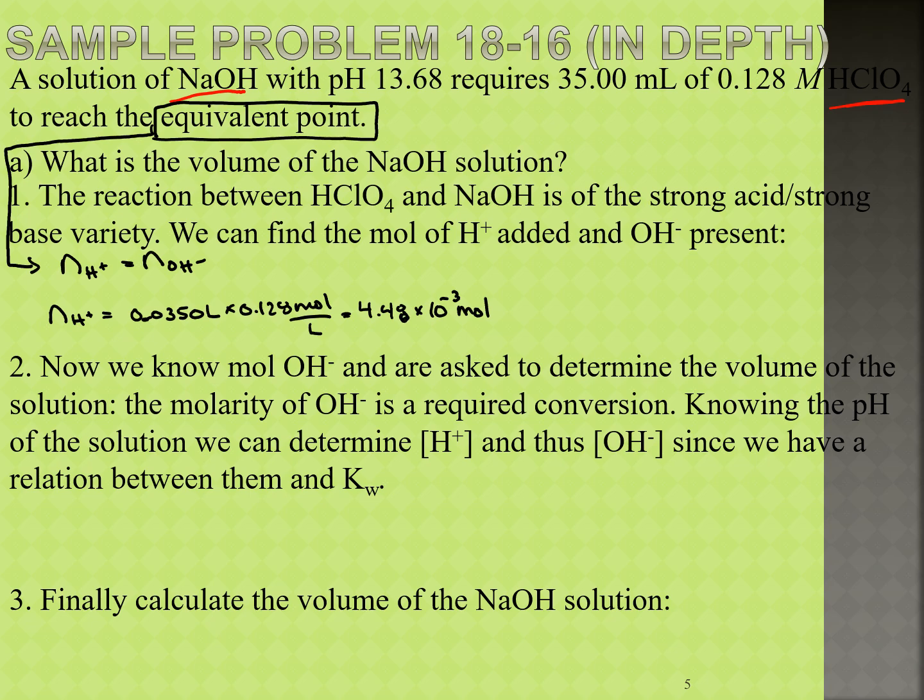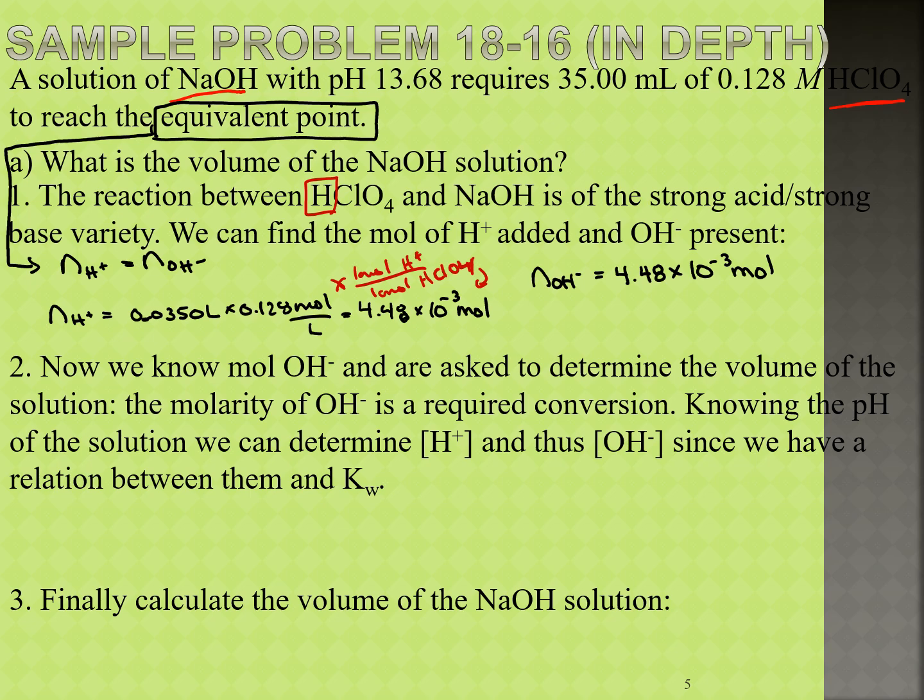All right, now if this were a diatomic strong acid, I would have to multiply that by 2, but it's a monoprotic strong acid. It has 1 proton, so I could have said 1 mole of H plus per 1 mole of the HClO4 to get that answer there. All right, so this means that the number of moles of OH are equal to 4.48 times 10 to the minus third as well.